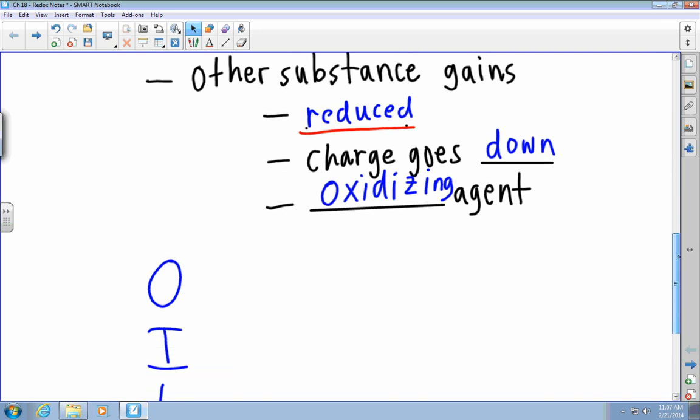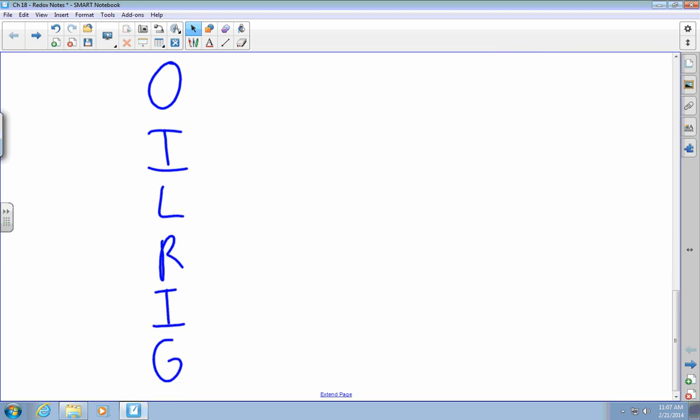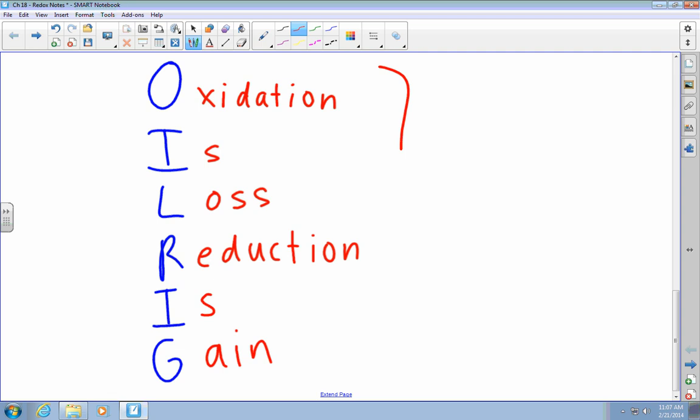And a way to keep track of which is which is the mnemonic OIL RIG. So OIL RIG is: oxidation is loss, reduction is gain of electrons.